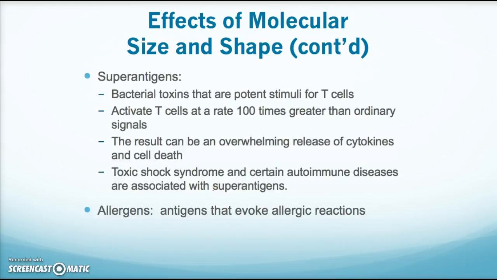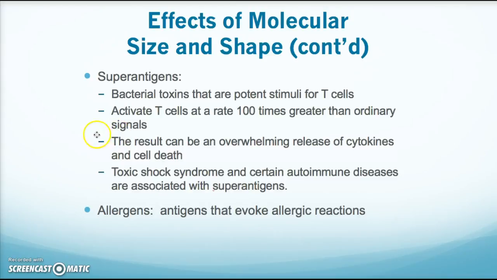So when we start looking at antigens, we also have something called superantigens. These are very potent stimuli. They have a higher stimulation rate than you would normally have with a regular antigen. Some things that would fall into this category would be bacterial toxins. They are very potent at stimulating the T cells, and they can activate them at a rate of 100 times what would be an ordinary signal.